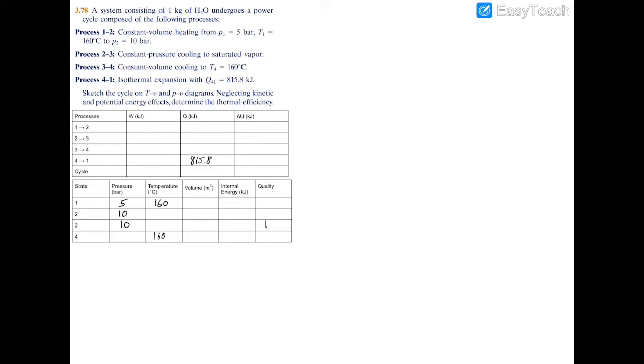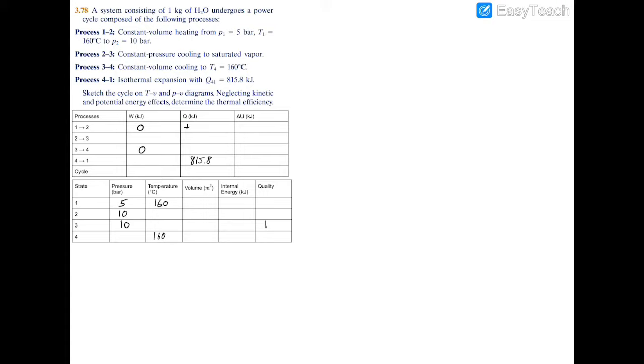Process 1 to 2 has a constant volume heating. Because we're heating, heat must enter the system, so the heat must be positive. What else can we infer? Because you have a constant volume, you have no work. If there's no change in volume, you have no work. So 1 to 2's work is going to be equal to 0. And next, if you look at process 3 to 4, same thing. You have a constant volume, so the work is also equal to 0.